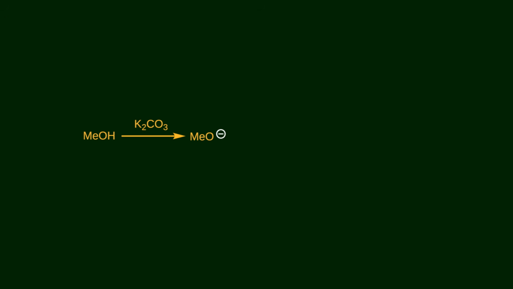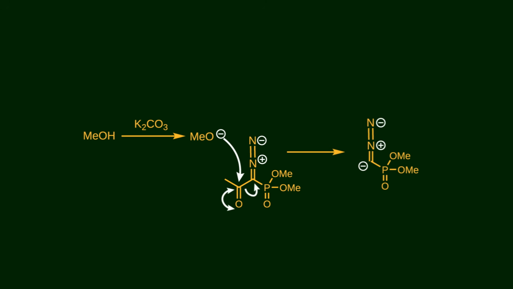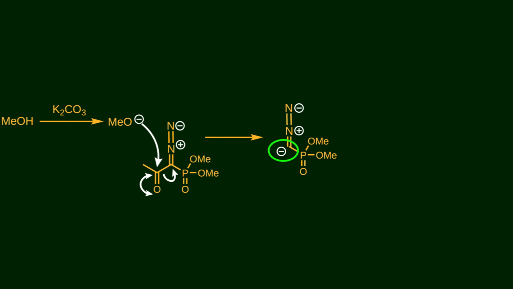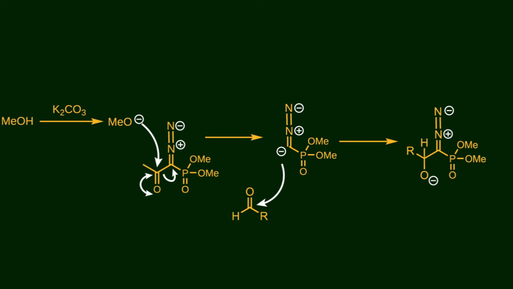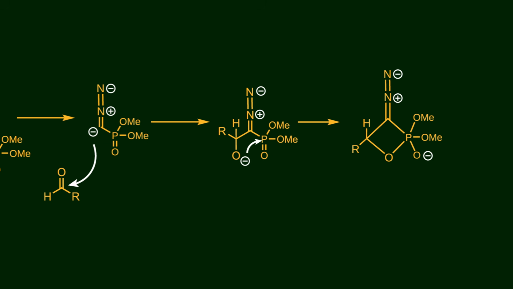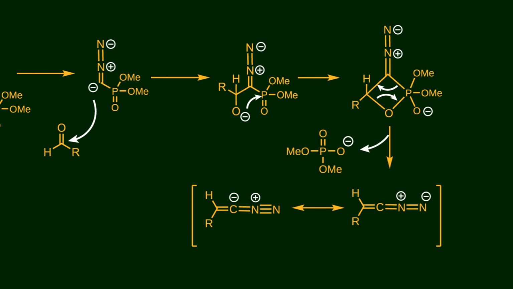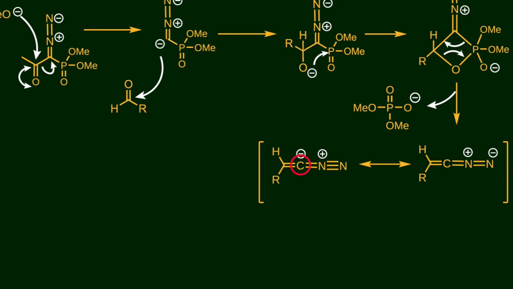In the next step, potassium carbonate abstracts the acidic hydrogen on methanol. Then it attacks the carbonyl group of the phosphonate, leaving a negative charge on this carbon atom adjacent to the nitrogen. This highly reactive species attacks the aldehyde, and then the negatively charged oxygen of the aldehyde attacks the phosphorus in an intramolecular fashion. Next, the phosphonate leaves the compound by moving bonding electrons to create this highly reactive diazo intermediate. Notice that this extra carbon atom comes from the phosphonate compound.